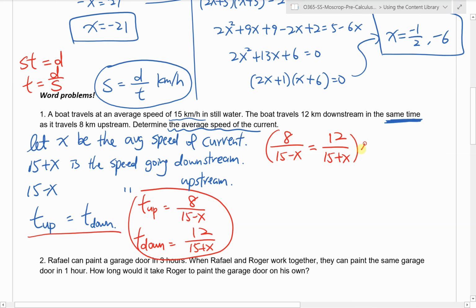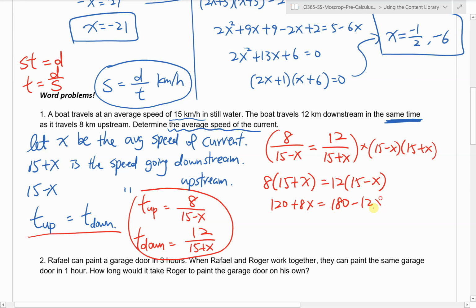Okay, so we can multiply by the common denominator, that's 15 minus x and 15 plus x. So in this case, you get 8 times (15 plus x) is equal to 12 times (15 minus x). Now you can expand: that's 120 plus 8x equals 180 minus 12x. You move the x's to the left, you move the numbers to the right, divide both sides by 20, you get x is 3 kilometers per hour.